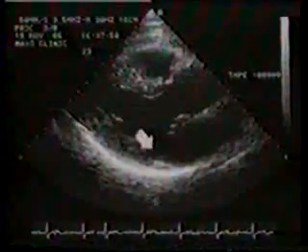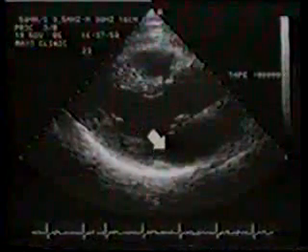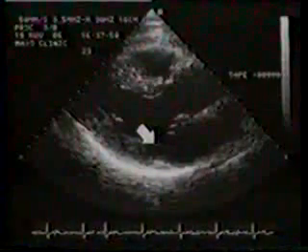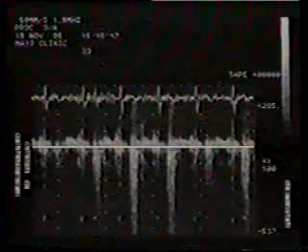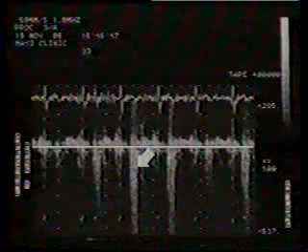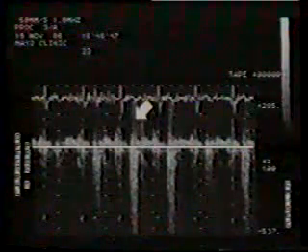In this parasternal long axis view, the posterior mitral leaflet could only be faintly seen, but it appears to buckle into the left atrium. The continuous wave Doppler spectrum from this same patient shows a mitral regurgitant signal that is late systolic.